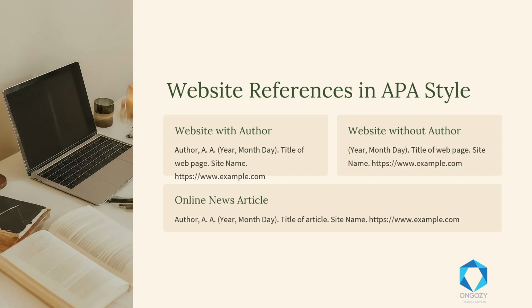Okay, and then a website without an author, you just write the year, the month, the title of the web page, the site name, and the address. Then for online news articles, you write the author, that is the last name of the author, and then the initials of the other names, and then the year and the month and the day of publication. Then the title of the article, the site name, and the URL again, that is the address for that particular article on the internet.